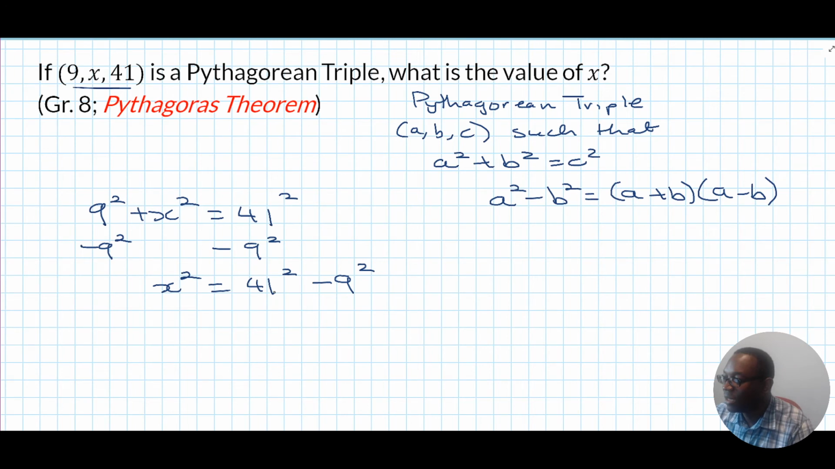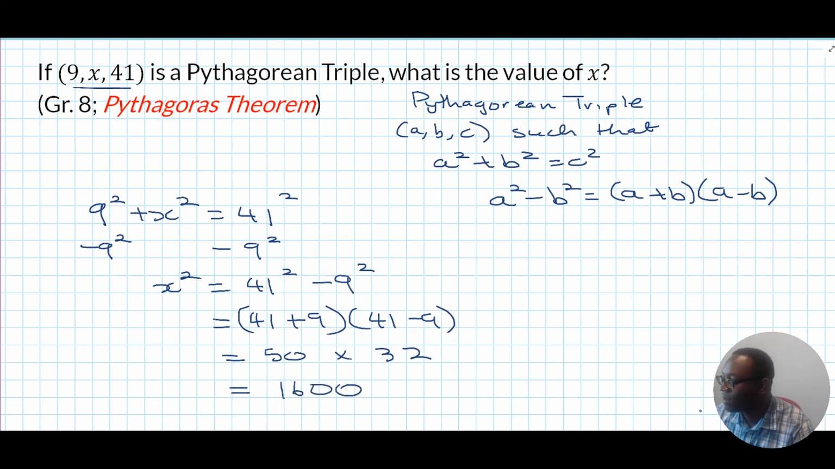So instead of going through the whole process of finding out what 41 squared is and 9 squared is and doing the subtraction, I'm going to do this instead: 41 plus 9 multiplied by 41 minus 9. So this is going to give you 50 multiplied by 32. So 5 multiplied by 32 is 160, and we add a 0 to the end.